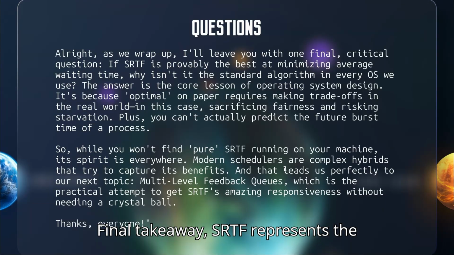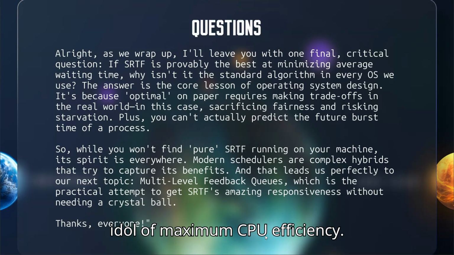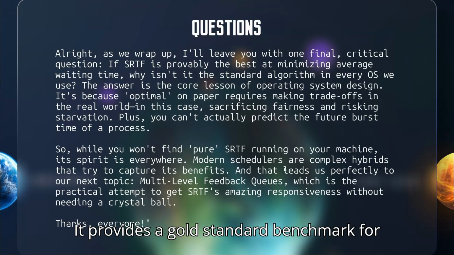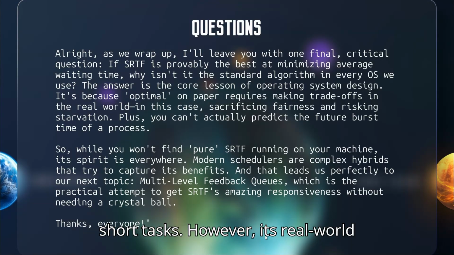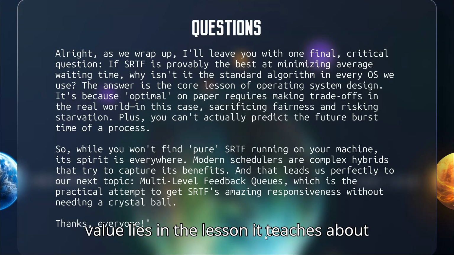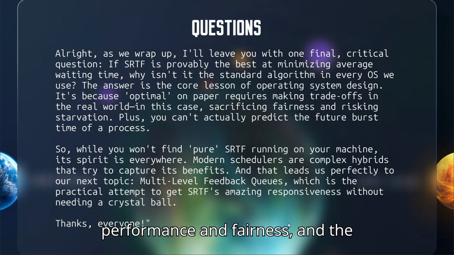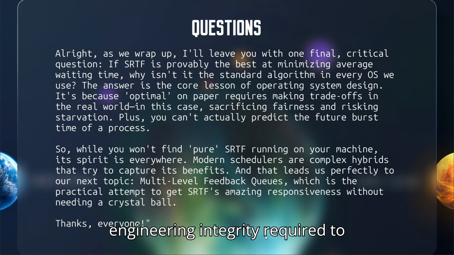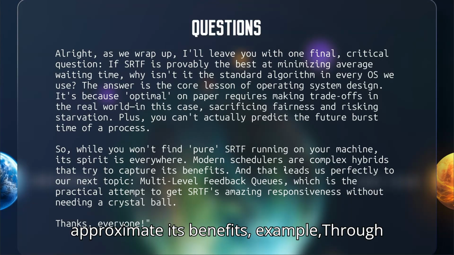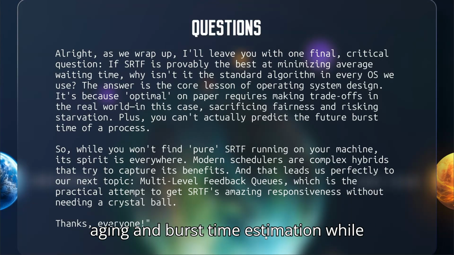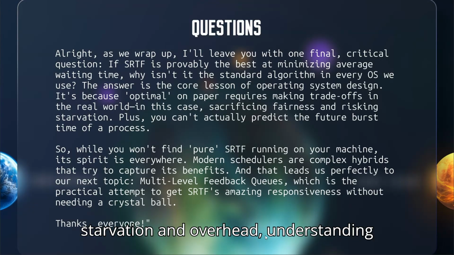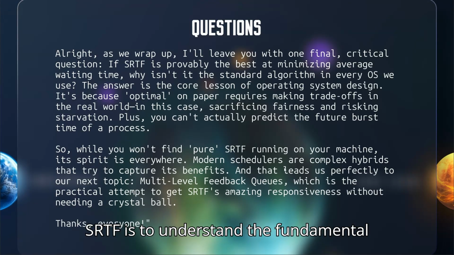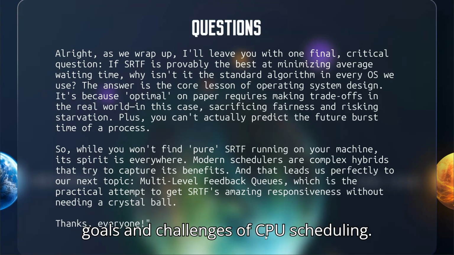Final takeaway: SRTF represents the ideal of maximum CPU efficiency. It provides a gold standard benchmark for minimum average waiting time, demonstrating the power of prioritizing short tasks. However, its real world value lies in the lesson it teaches about system trade offs, the tension between performance and fairness, and the engineering integrity required to approximate its benefits, for example through aging and burst time estimation, while mitigating its critical flaws of starvation and overhead. Understanding SRTF is to understand the fundamental goals and challenges of CPU scheduling.